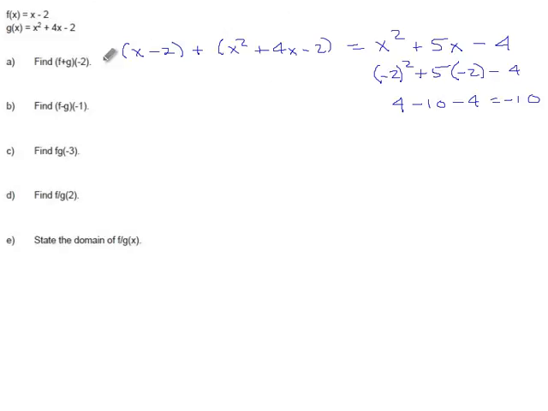Your other option is take negative 2, plug it into each of these functions first. So f of minus 2 would be minus 4. Here we get minus 2 squared is 4, plus 4 times negative 2, that's 4 minus 8 is minus 4, minus another 2 is minus 6. Then add them together and your result is minus 10 again.